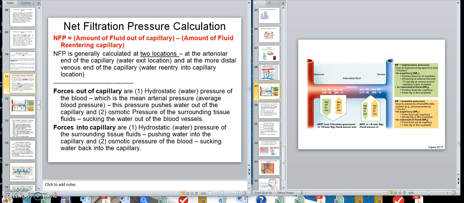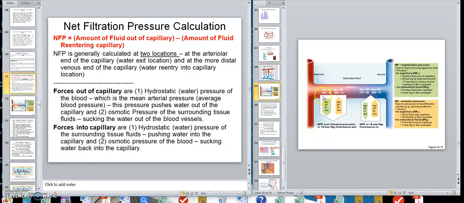By international convention, net filtration pressure equals the amount of fluid out of the capillary minus the amount of fluid re-entering the capillary. Generally, it's calculated at two locations: at the arterial end, which is what they do in the book, and the venule end. At the arterial end, you put the fluid out. At the venule end of the capillary, you bring it back in. The forces out of the capillary are the hydrostatic pressure of the blood. That's the water, hydrostatic, coming out. That's pretty much the mean arterial pressure there. That's a push-out force.